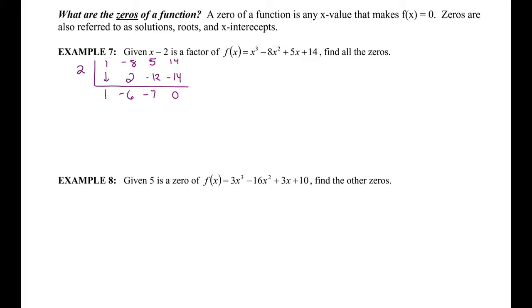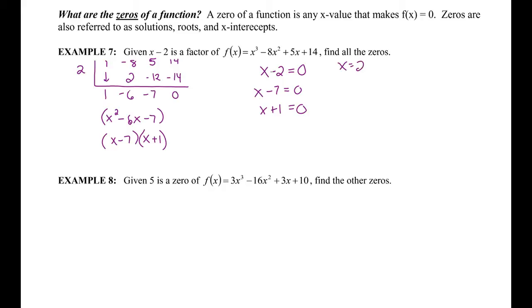So for this first one, I get x squared minus 6x minus 7, which I can factor into x minus 7 and x plus 1. And if it wants me to find the zeros, I'm going to take all three of my factors, not forgetting to include x minus 2, which it gave me originally. So x minus 2, x minus 7, and x plus 1. We're going to set them all equal to 0 and solve them all for x to get our three zeros. So we get x equals 2, x equals 7, and x equals -1. Please try example 8 on your own.